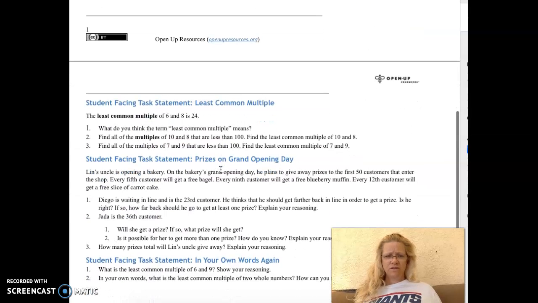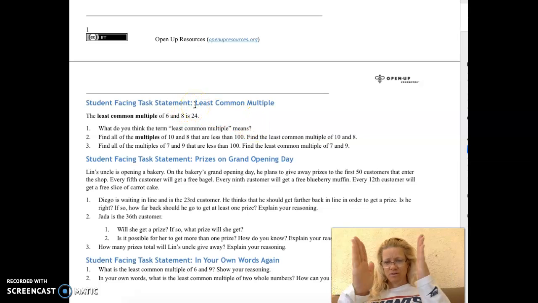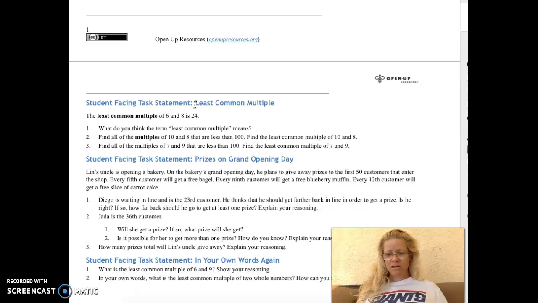All right, what do you think the term least common multiple means? We talked about this in our Zoom meeting. Least meaning smallest, common meaning what do they have the same? Okay, and multiple. Multiples are increments of a number. Okay, so I think all of you understood this. We went over it a couple times.